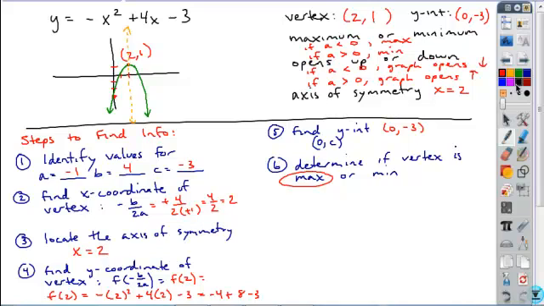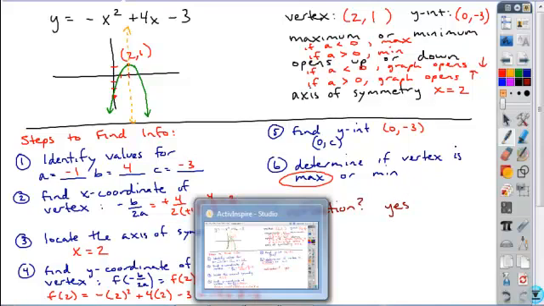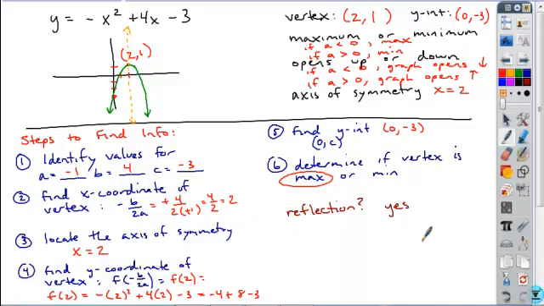All right, the other additional information that you might need to identify is, is there a reflection? Is there a negative in front of this? Yes. You may also be asked to identify x-intercepts. That'll probably come a little bit later. We'll talk about that here in one of the later sections of this chapter. But you might have to be able to find x-intercepts at some point.